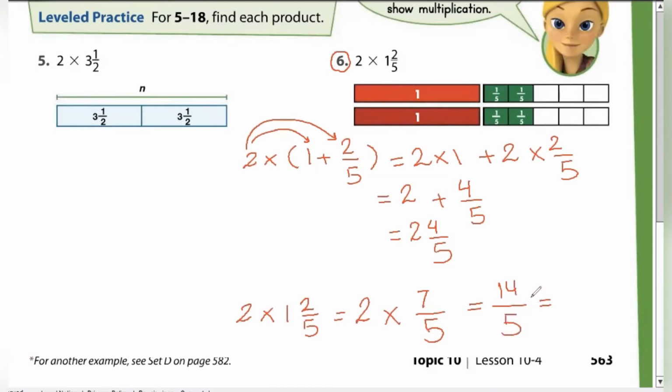Now, teacher, this is called an improper fraction. I will try to convert it into a mixed number. How many 5s in 14? We have 2 fives. So 2 times 5 equals 10. 14 minus 10 equals 4 out of the same denominator.